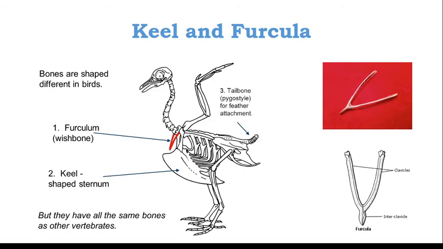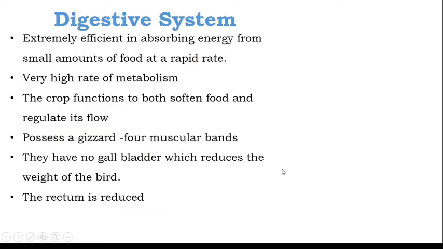It works like a spring between the two wings and expands the wings in flight. So in bird anatomy, the furcula and the keel are extra characters present in the birds.